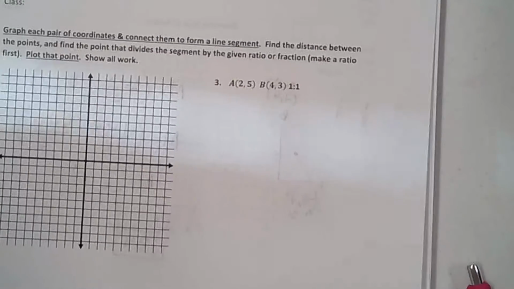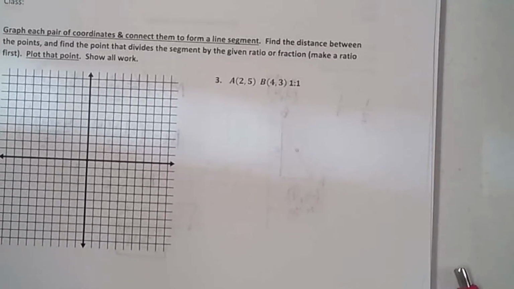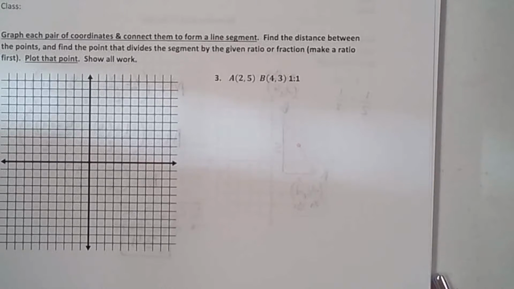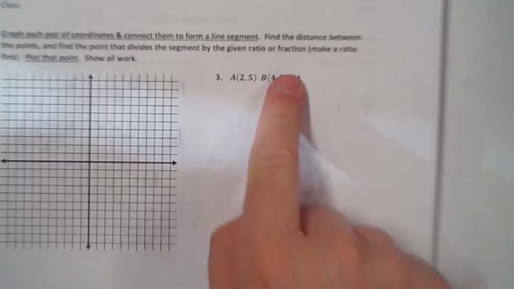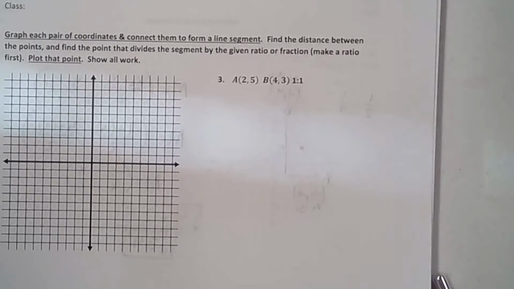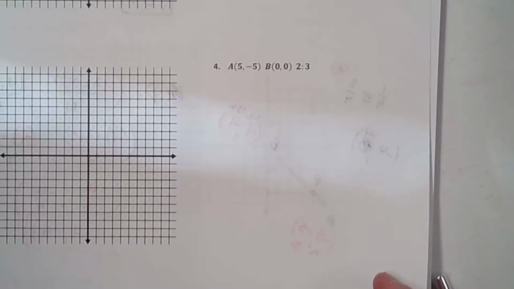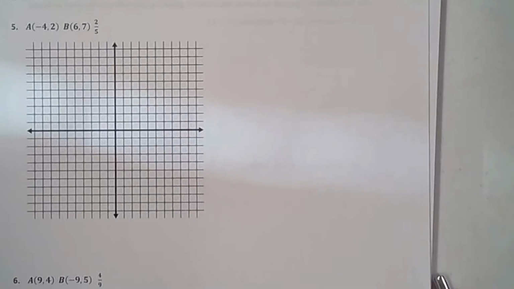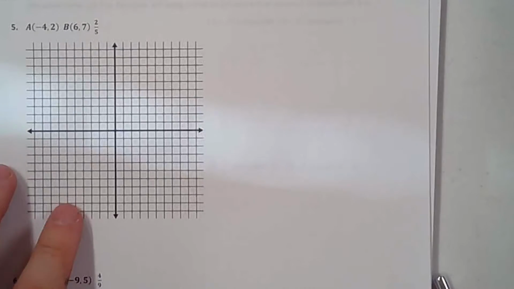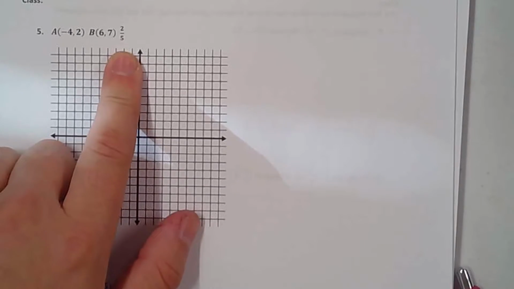Turn the page. We won't have time to do all of them. So here's what we're going to do. We're going to skip number 3. Why am I skipping number 3? Why is it easy? It's 1 to 1, right? 1 to 1 is midpoint. That's not too bad. If you can do the front side, you can do that one. Number 4 is 2 to 3. Number 5, they give you 2/5. So how about we do number 5 so we can practice converting from fraction to ratio?